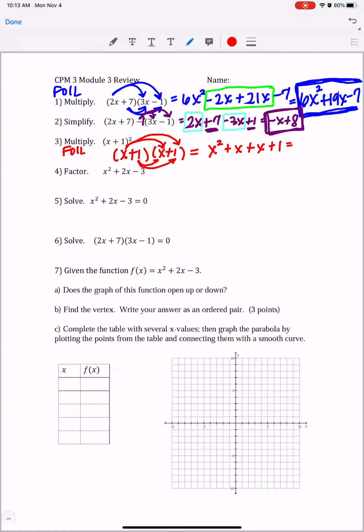is 1. So like before, these middle ones here, you can combine. So my final answer is x squared, x plus x is 2x, and then plus 1.